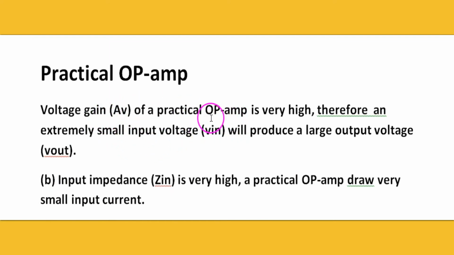As the voltage gain of the op amp is very high, an extremely small input voltage will produce a large output voltage. Input impedance very high means the op amplifier will not draw any current, or will draw a very, very small input current. Okay, if it is ideal, then it will draw zero current. If it is real, then it will draw a very small input current.